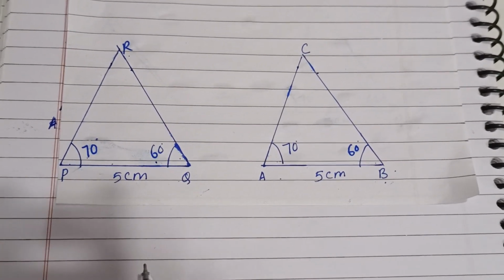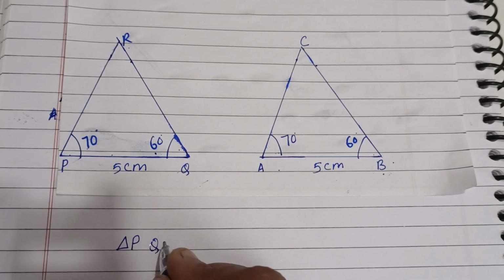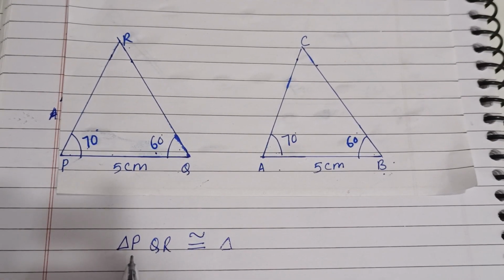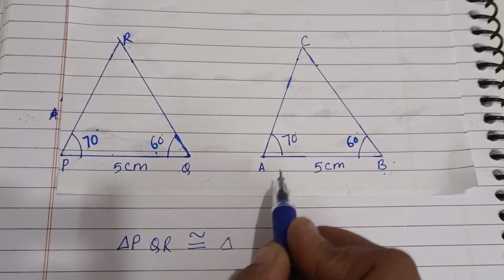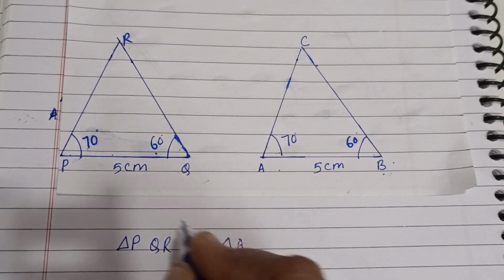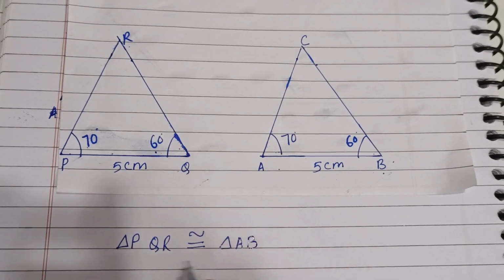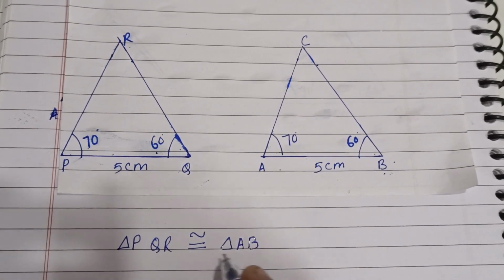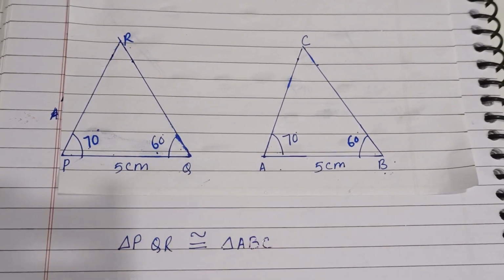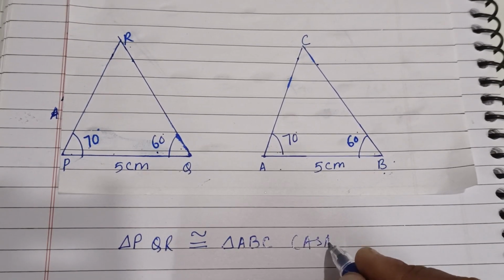Then how will I write the congruence relation? Triangle PQR is congruent to triangle... Now what is the angle which is equal to P? That is angle A. So I will write first A, then Q is corresponding to B. So after A I will write B, then automatically R will be corresponding to C. So in this way I will write the required result by ASA congruence.